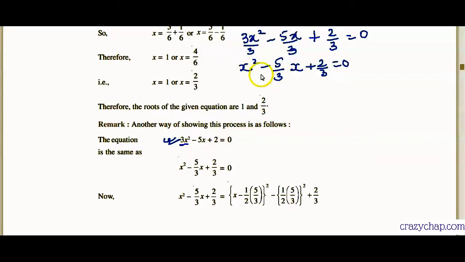Now the first step you do, as I always told you before, is to take whatever the x coefficient is and divide it by 2. So negative 5 over 3 divided by 2 gives us negative 5 over 6.